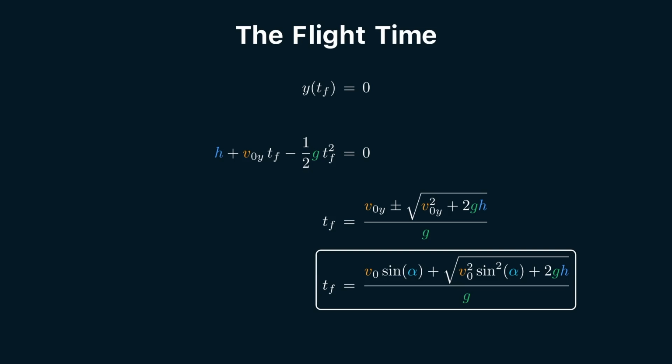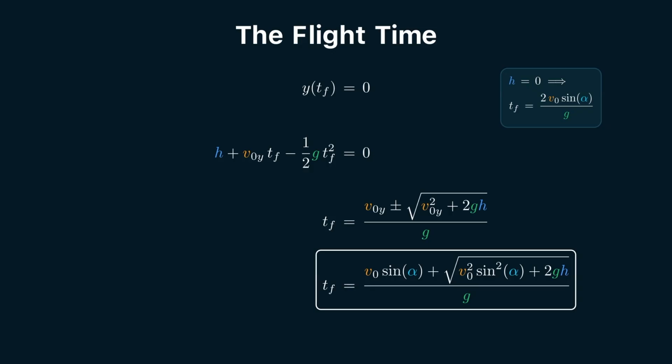Lucky thinks I should also write down the solution for the case when the initial height h equals 0. No problem. 2gh would disappear from under the square root, and then the square root and the squares underneath cancel nicely, leaving 2v0 sine alpha.